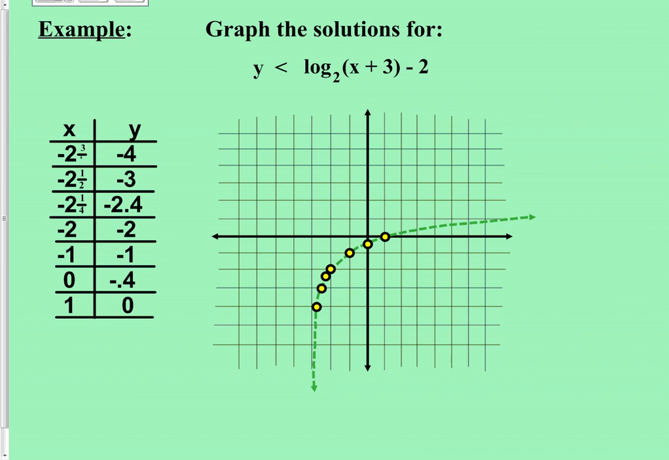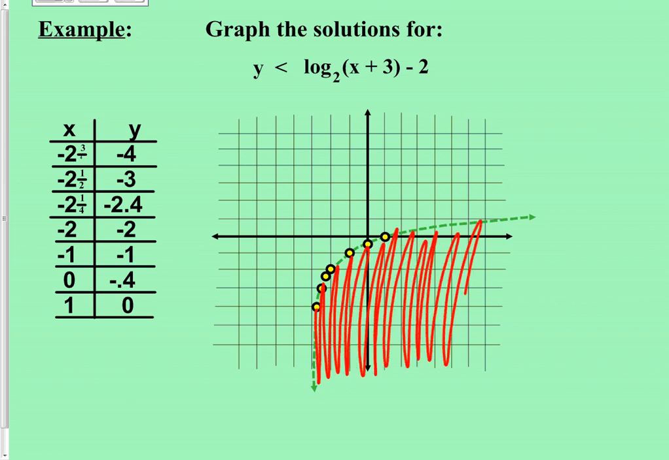Okay, so let's take a look at where that's going to be. The problem says y is smaller than this equation. So y is smaller than this curve. Where are the smaller values for y? They are downwards from the curve. So we should shade in everything that exists underneath this curve, but not the curve itself.